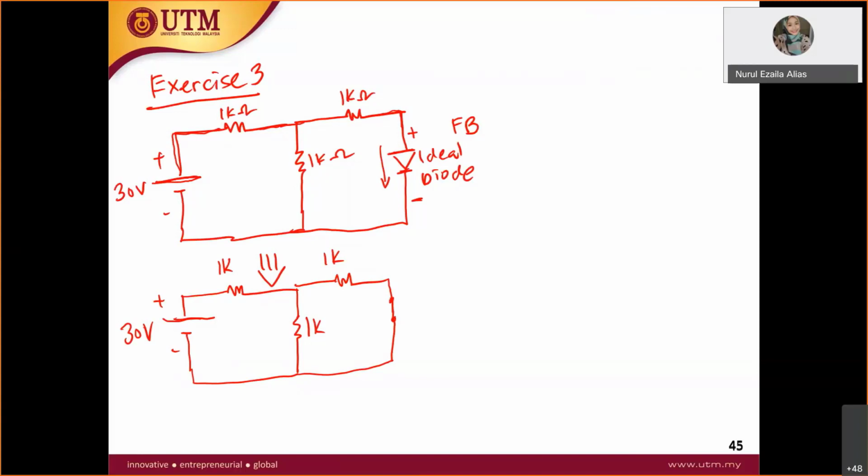Remember, for an ideal diode, it allows current to flow through and it becomes shorted. However, for a practical diode like a silicon diode or germanium diode, it allows current to flow through, but it has a voltage drop. Remember that. So now this is ID, and you want to find your ID. How do you find your ID?